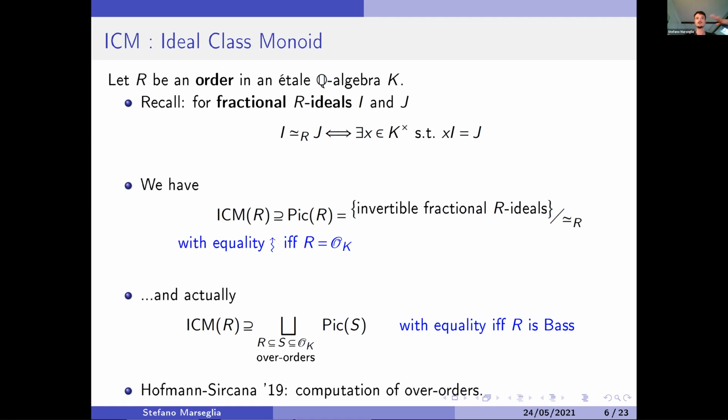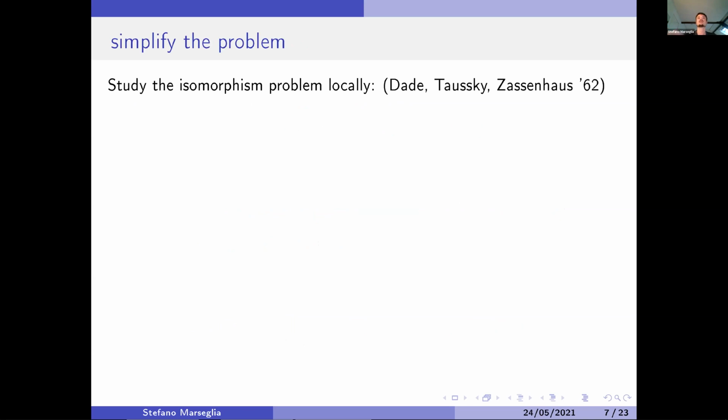Okay, so we wanted the algorithm that handles also the ideals that are really not invertible, so not just not invertible in R, but also not invertible in every overorder. And the way to do it is to study the isomorphism problem locally.